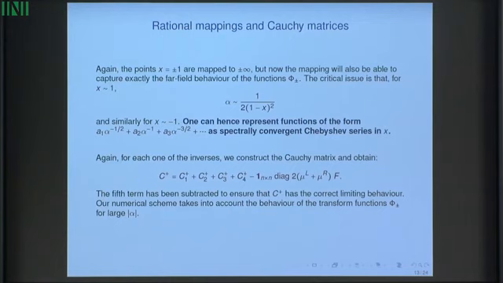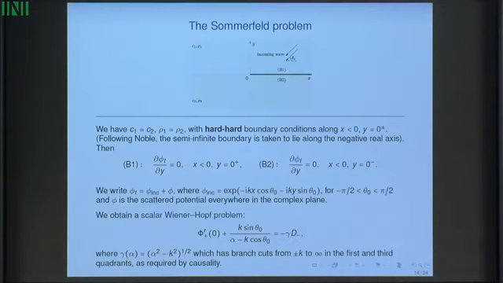So in this case, we have four inverses, so we need 4 contributions in this Cauchy matrix. So we have C1, C2, C3, C4 plus. And then again, we need to subtract some expressions here, which will ensure that we have the correct behavior near the endpoints, which correspond to infinity.